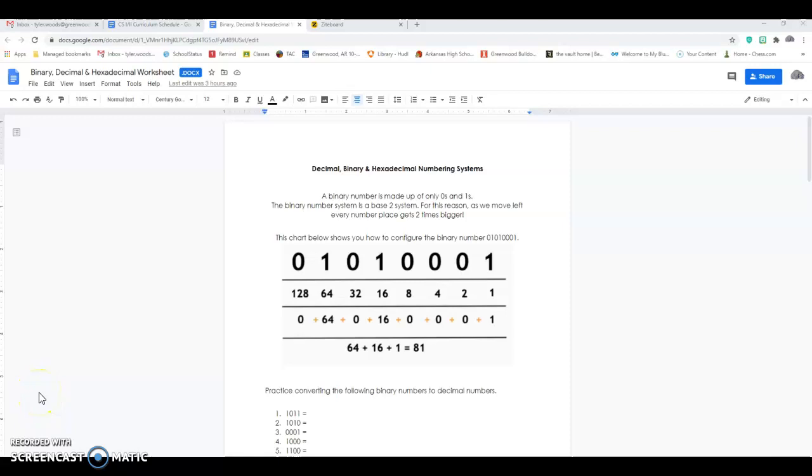For the assignment today, we're going to work on a worksheet called Decimal, Binary, and Hexadecimal numbering system. So today, there's 3 types of numbers. This is a really easy lesson to do in class. It's going to be a little more difficult for me to do it for the virtual guys. So just bear with me, hang in there. If you have questions, we'll get them figured out.